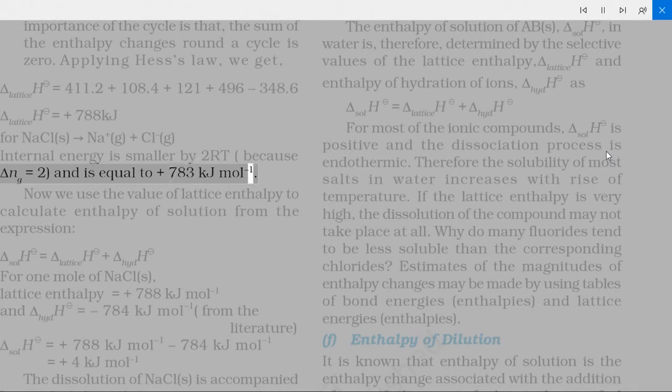783 kJ/mol. Now we use the value of lattice enthalpy to calculate enthalpy of solution from the expression, ΔsolH = lattice ΔH + ΔhydH for 1 mole of NaCl(s). Lattice enthalpy is +788 kJ/mol and ΔhydH is −784 kJ/mol. From the literature, ΔsolH = +788 − 784 = +4 kJ/mol. The dissolution of NaCl(s) is accompanied by very little heat change.